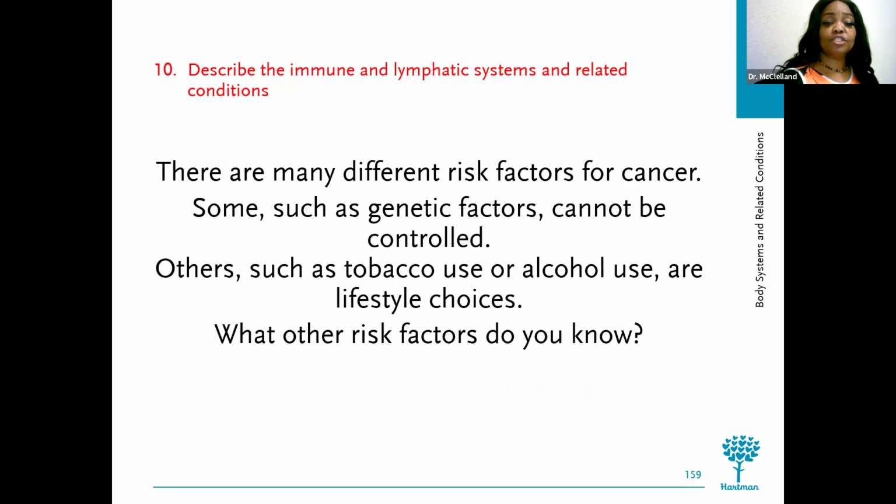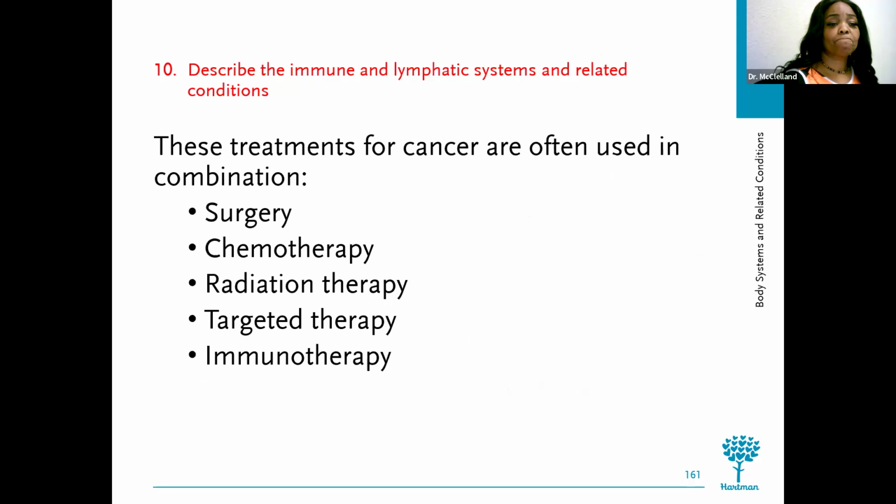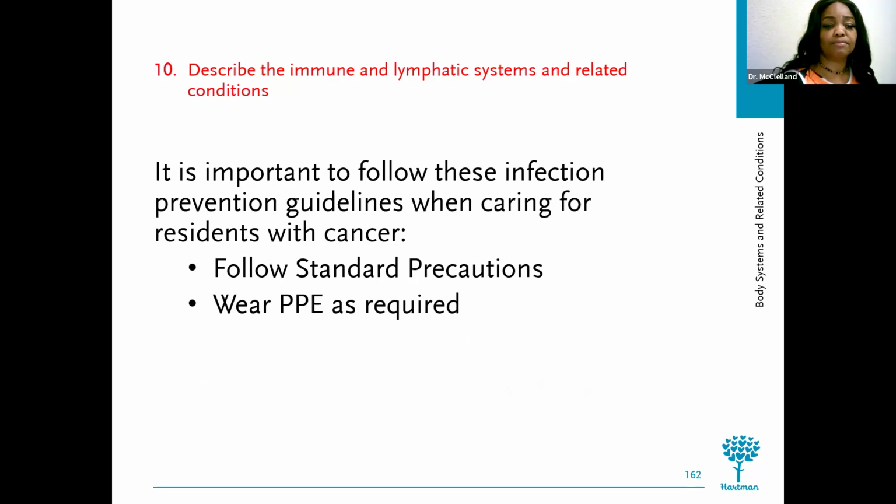There are different risk factors for cancer. Some, such as genetic factors, cannot be controlled, but there are some things that cause it or ignite it, like tobacco, alcohol use, or lifestyle choices. There may be some other risk factors that can also cause cancer as well. So treatments for cancer can be surgery, chemotherapy, radiation therapy, targeted therapy, immunotherapy. There's a lot of different types of therapy.